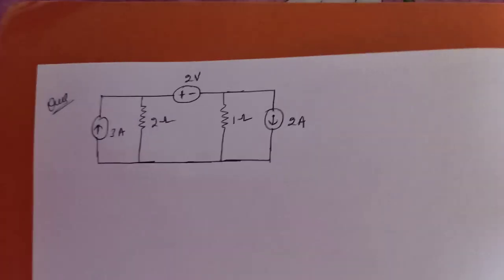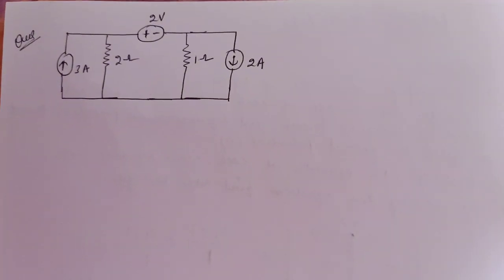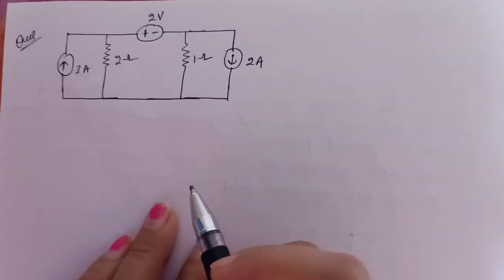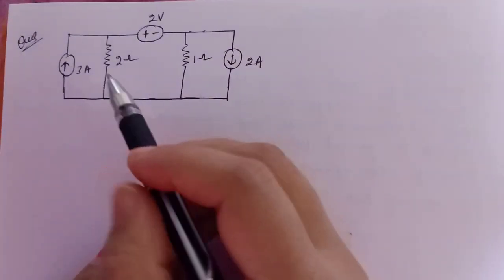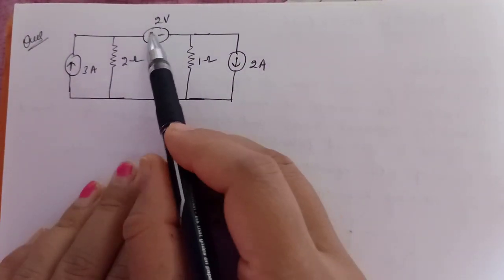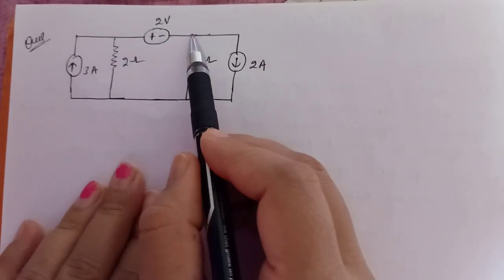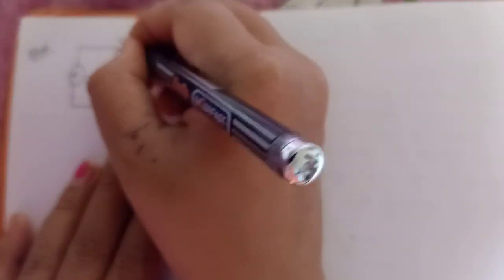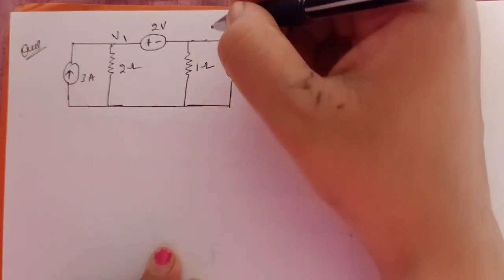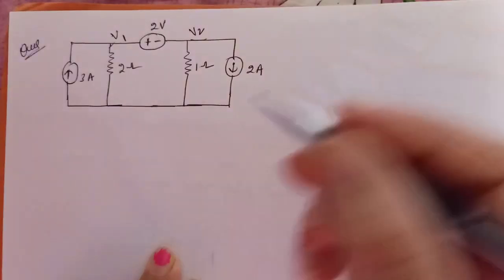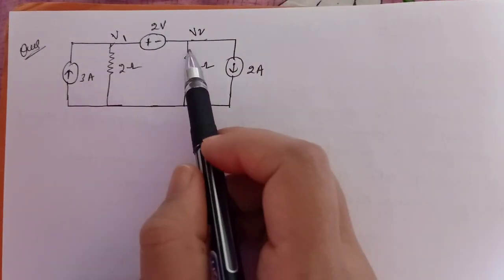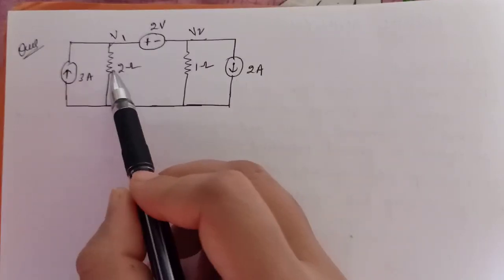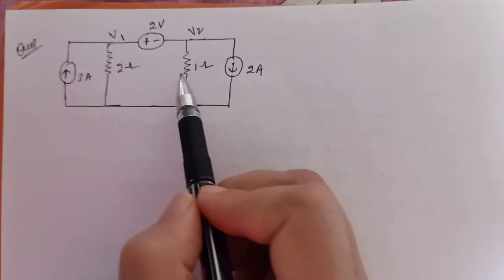Now let's solve one more example, one more question, this question. So in this question, one voltage source is connected between the two nodes. Let's say this node is your first node and the voltage at this node is V1 and voltage at this node is V2. Clear? V1 and V2 you have to find out. Two current sources are there and two resistors are there.